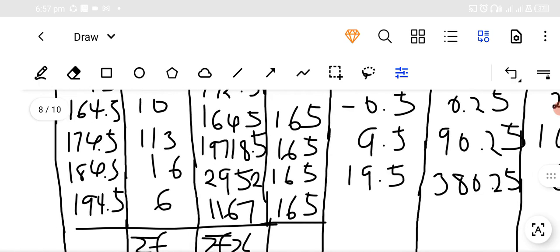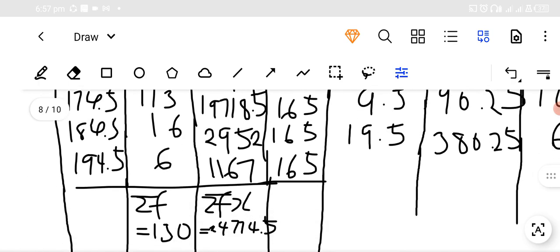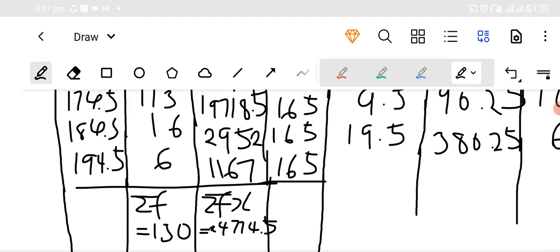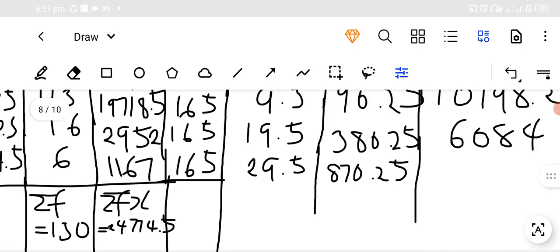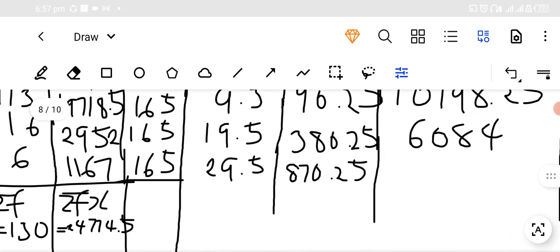Then the next thing will be 194.5. 194.5 minus 165. You're going to have 29.5. You square it. 870.25 is your answer. And then you multiply by the frequency, which is just 6. 5,221.5.